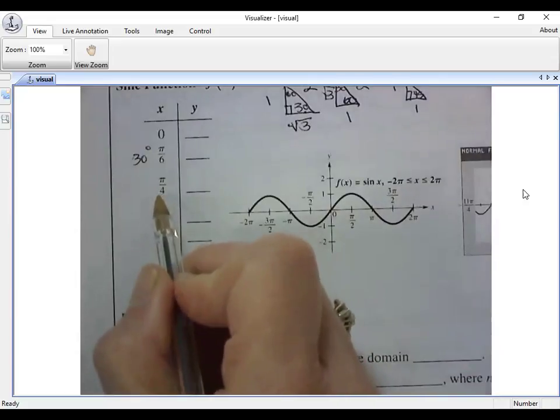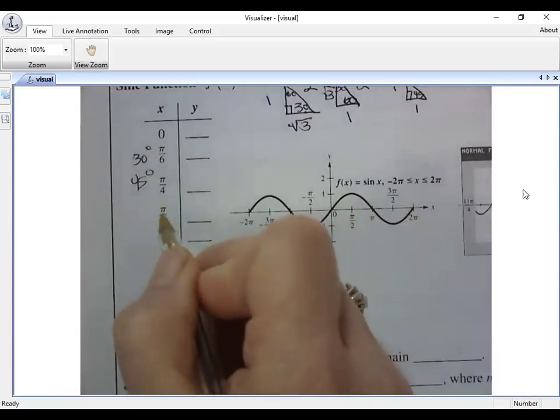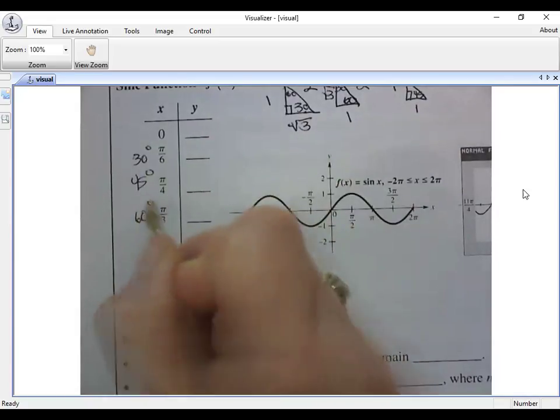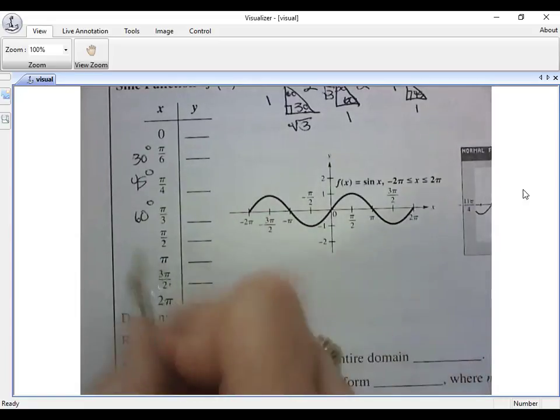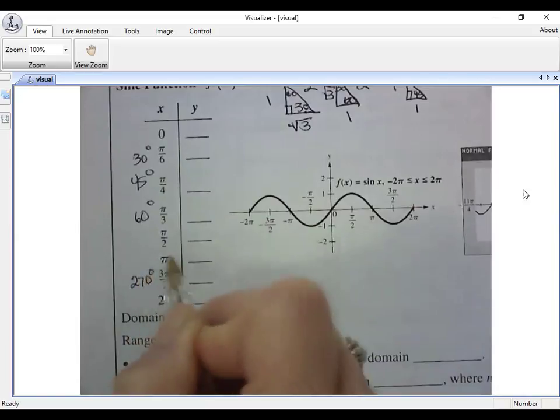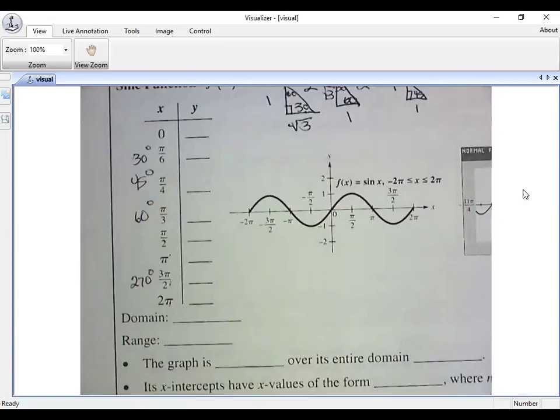What do you think pi over 4 is? 45. And pi over 3 would be 60. There you go. There's my pi over 2. And then how much would 3 pi over 2 be? That's 270. These are just axis angles down here. So it's only first quadrant angles that they've added into what we already knew.